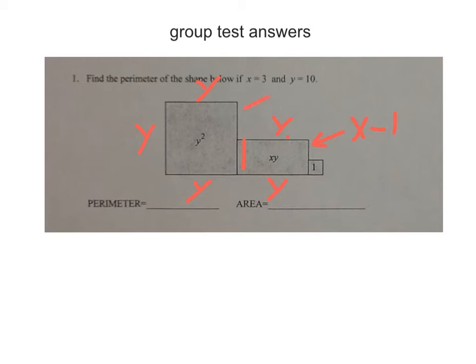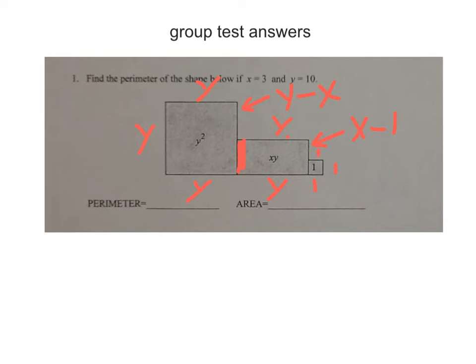And then for this side of y squared, instead of labeling it y, we have to label it y minus x, because that's how much is being taken away from the shorter side of the rectangle that's connected to it. Now for this little unit square in the corner, each side is equal to 1.